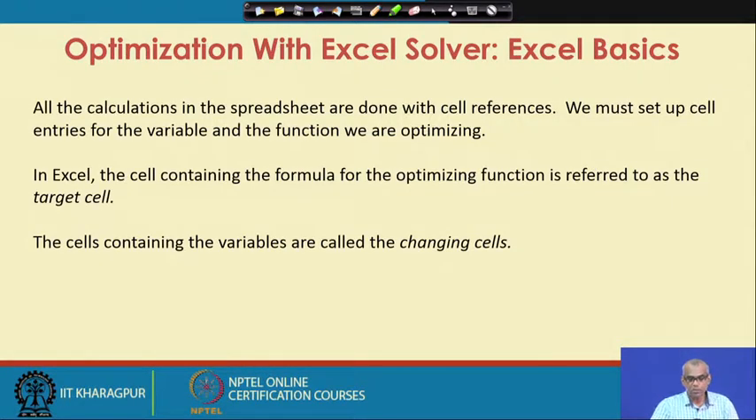So, few points about Excel basics. All the calculations in the spreadsheet are done with cell references. We must set up cell entries for the variable and the function we are optimizing. In Excel, the cell containing the formula for the optimizing function is referred to as the target cell.